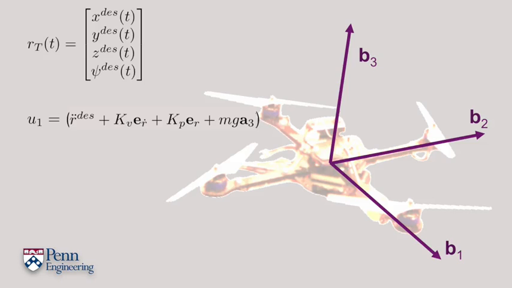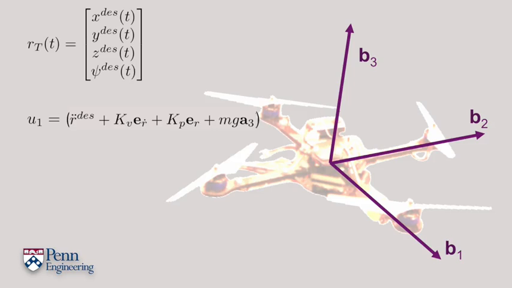If the system were fully actuated, in other words, if the system could move in any direction, then this would essentially solve the control problem. u1 would be a three-dimensional vector, and you could control the vehicle so that the error in the position would go exponentially to zero. However, u1 is a scalar quantity. In fact, the only direction in which the thrust can be applied is along the B3 direction.